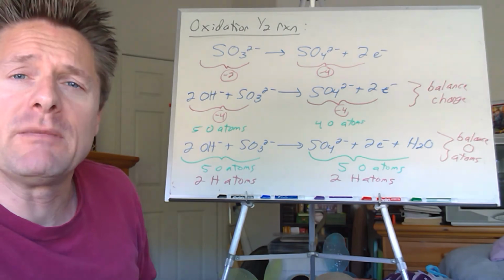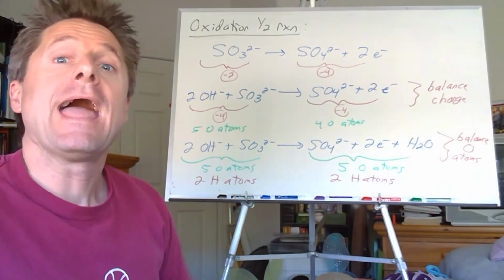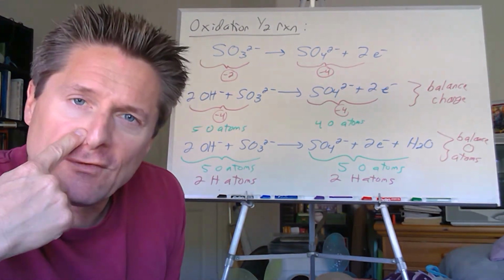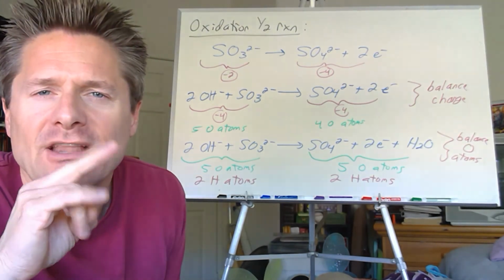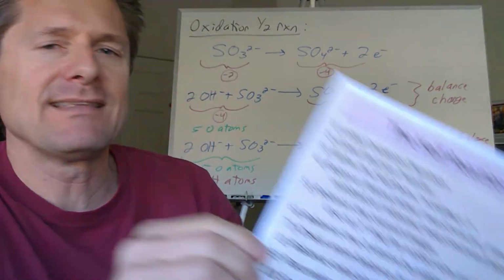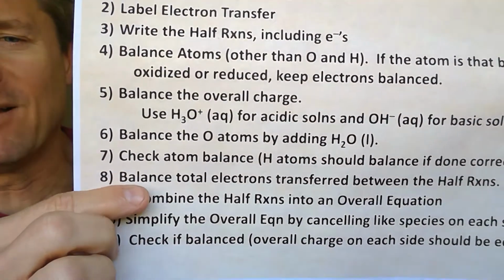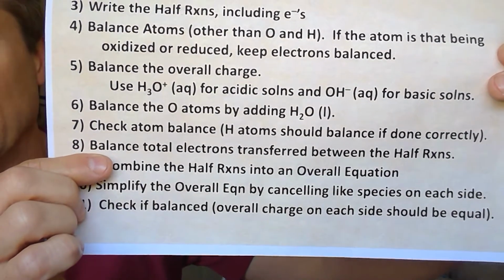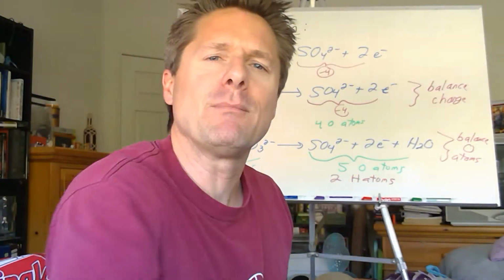So I've successfully balanced my 2 half reactions. Now what we're going to do is recombine them. So I'm going to erase this board, put up the 2 half reactions, and let's look at the electrons, because that's what step 8's about. We're going to balance the total electrons transferred between the half reactions. We have to make sure they are the same.